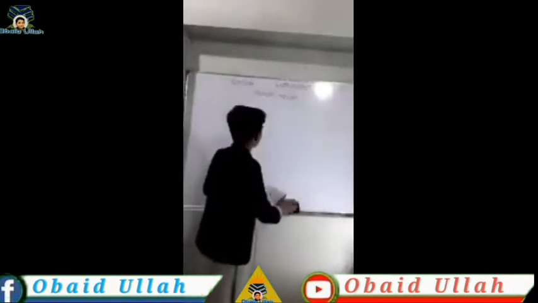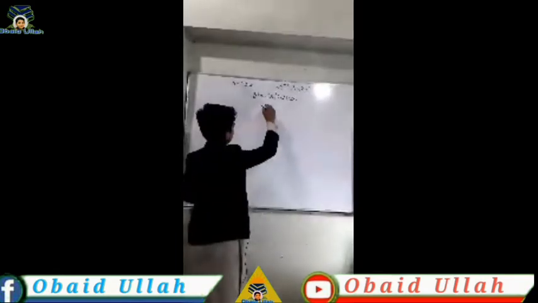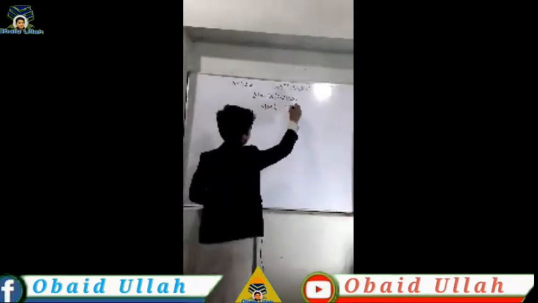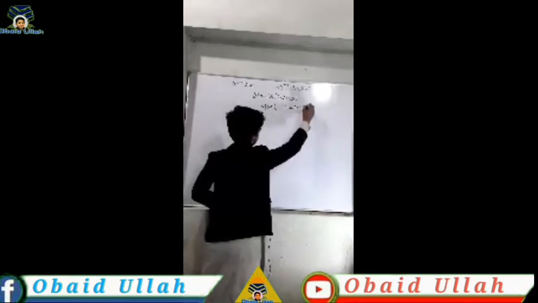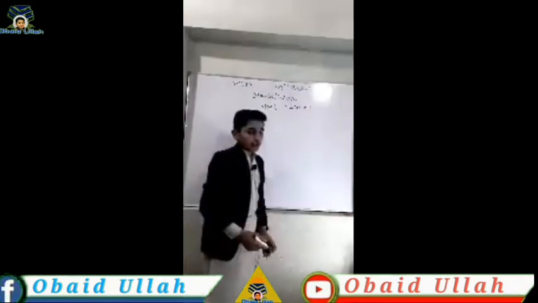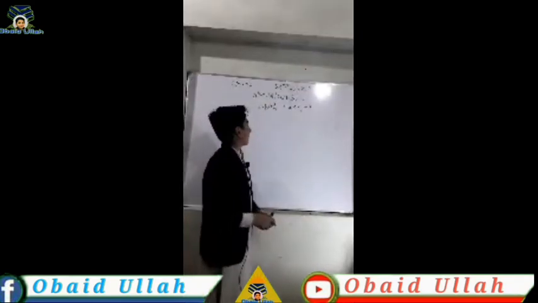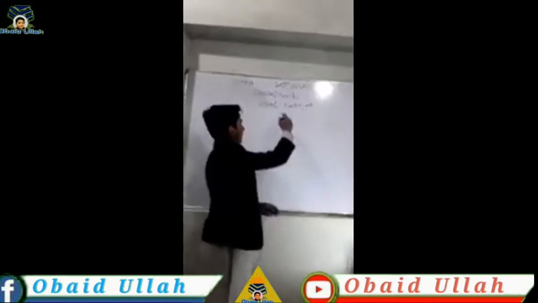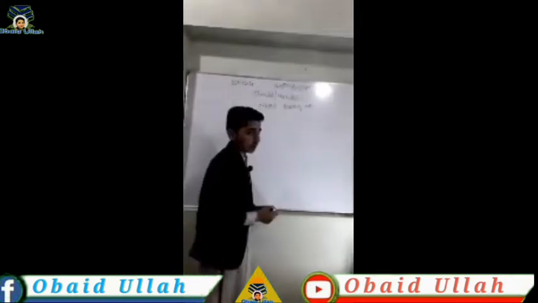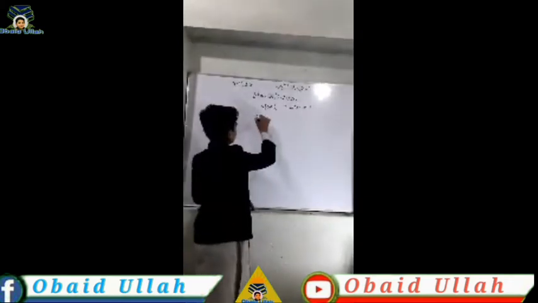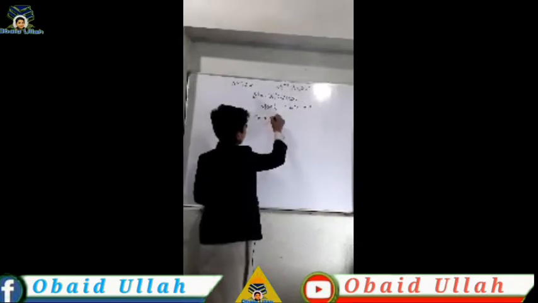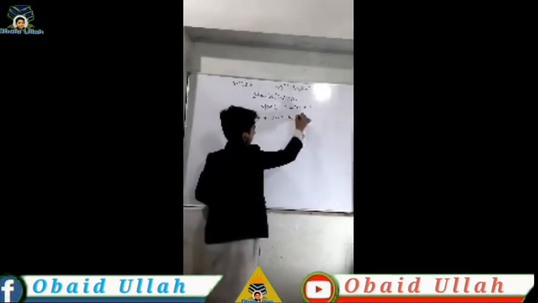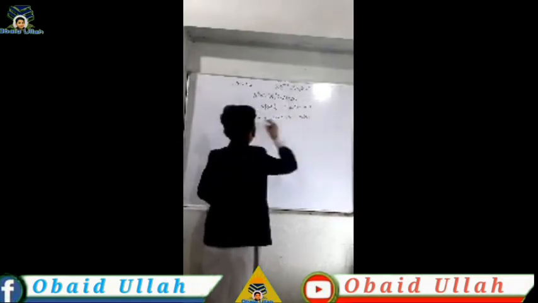Would is also a modal auxiliary verb. I said that should is a modal auxiliary verb and would is also a modal auxiliary verb. Should and would are both modal auxiliary verbs. So would is a modal auxiliary verb, and the structure of would is that first we should use subject plus would plus verb first form plus rest of the sentence. This is the structure.